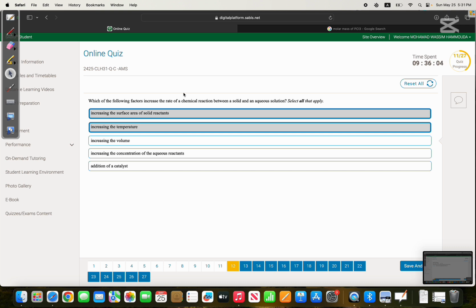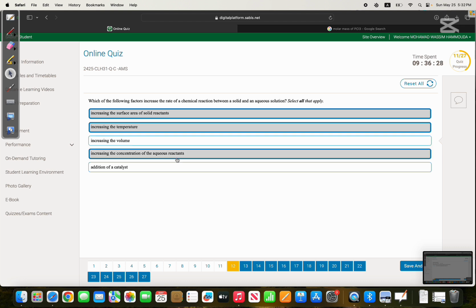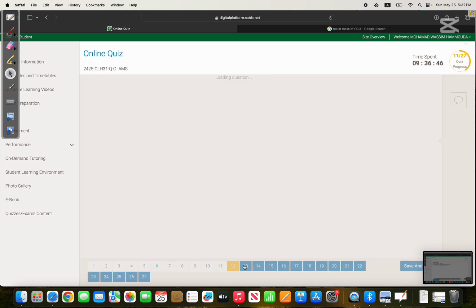Rate of reaction is basically like, how can I say it? Forgot what I was going to say. It's basically effective collisions, rate of reaction. How does that increase? Increasing the concentration of the aqueous reactants, again, that will increase the collisions, which will increase the effective collisions, which will increase the rate of reaction. And the addition of a catalyst is basically an enzyme for the biology students watching. It's basically an enzyme which speeds up chemical reactions.